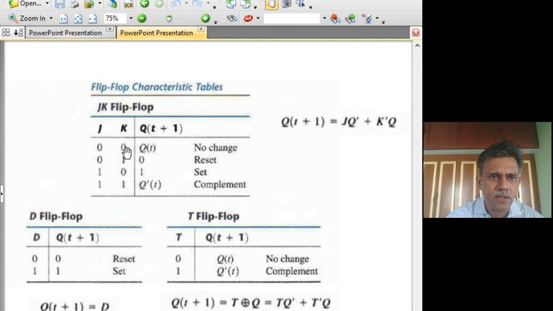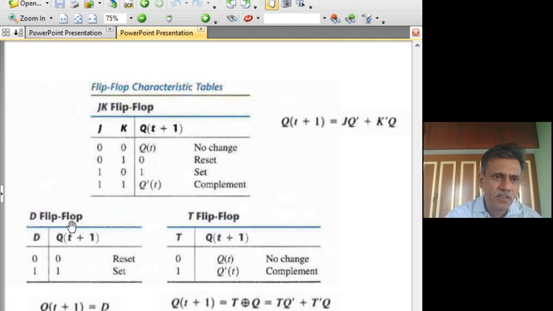When J is 0, K is 0, Q of t plus 1 is same as Q of t. That is no change. J is equal to 0, K is equal to 1 is a reset condition. Q of t plus 1 becomes 0 irrespective of Q of t. When J is 1, K is equal to 0, it is a set condition and Q of t plus 1 becomes 1. And for the case when both J and K are 1, Q of t plus 1 is the complement of Q of t, or the toggle.